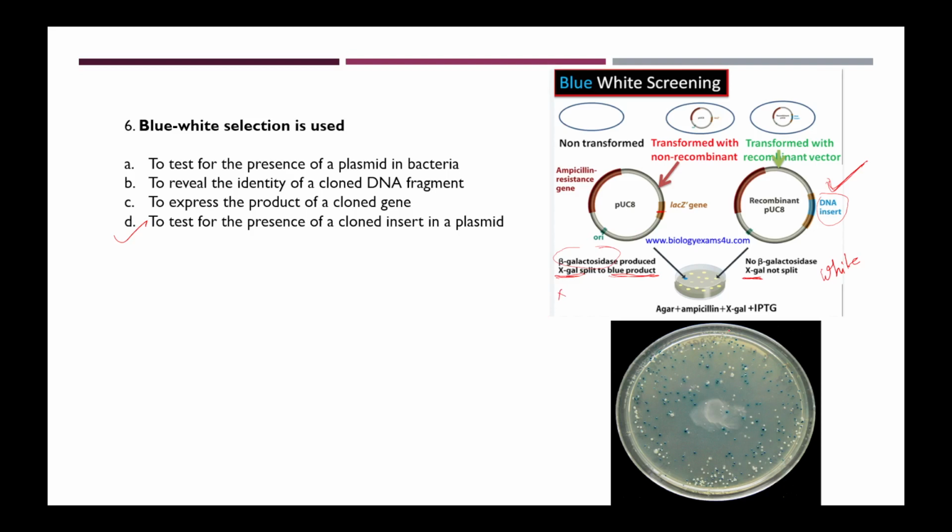For that purpose, we select our colonies on agar plus antibiotic plus IPTG, and we provide the X-gal substrate, and then we get this kind of result. The white colonies are the true transformed colonies where the insert is cloned, and the blue colonies are those where the LacZ is intact and the DNA insert is not cloned.